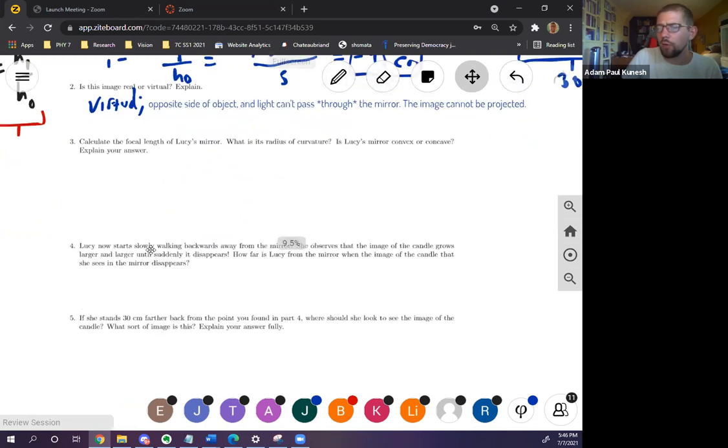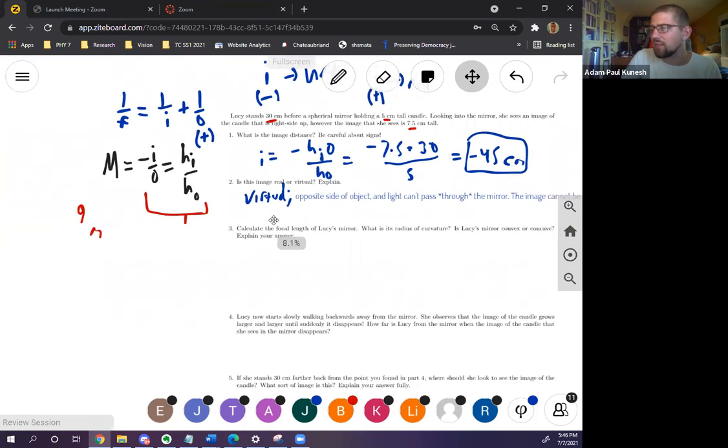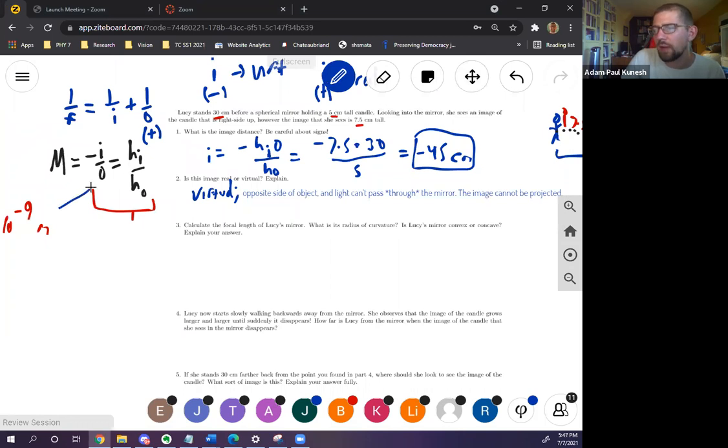Okay, here we go, pulling through. Last three parts. In this first part, we use the magnification equation, so that's a hint that the mirror lens equation is probably going to come up in a minute. I'm supposed to calculate the focal length of Lucy's mirror. That's F. I also want the radius of curvature.